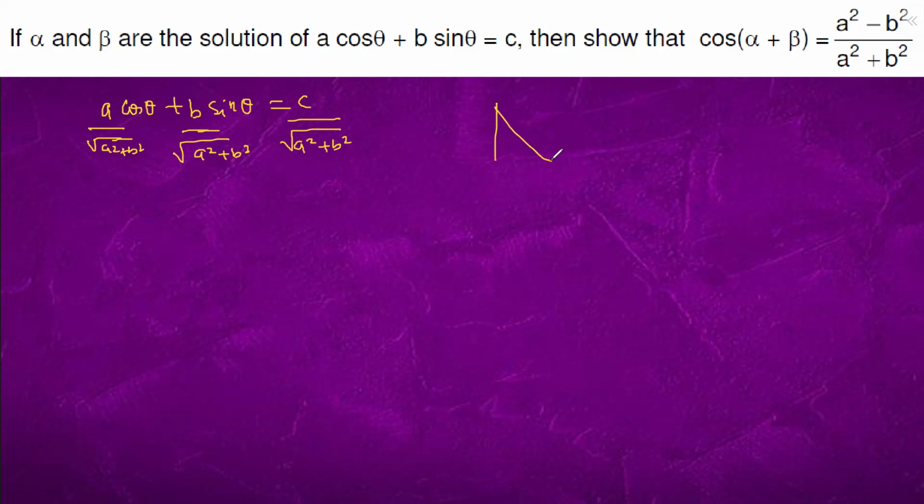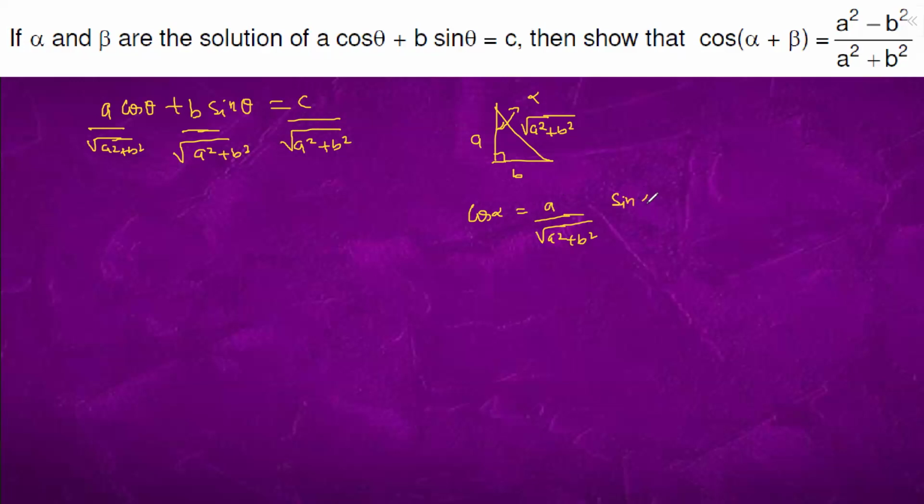What we did is that we considered A and B and we got the hypotenuse. We took a triangle of A and B as perpendicular and base, and we found the hypotenuse. So we'll consider this angle as alpha. So cos alpha is A upon root A square plus B square.